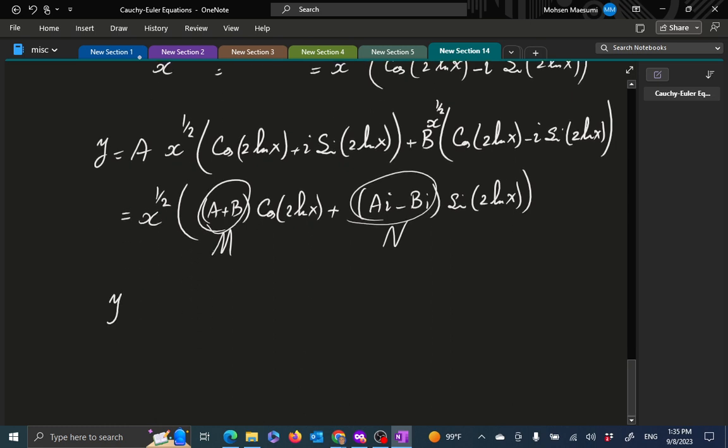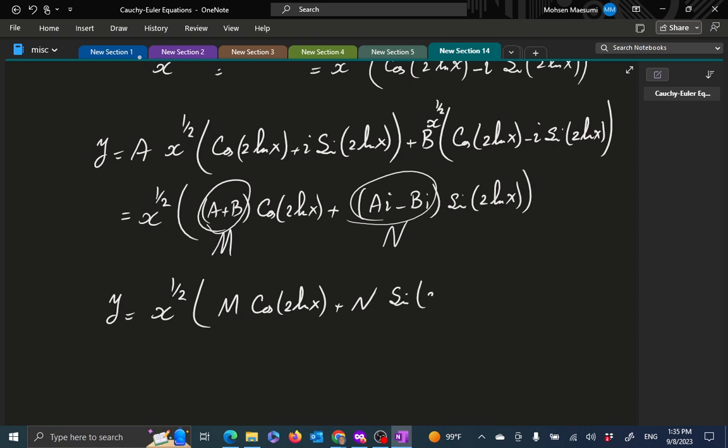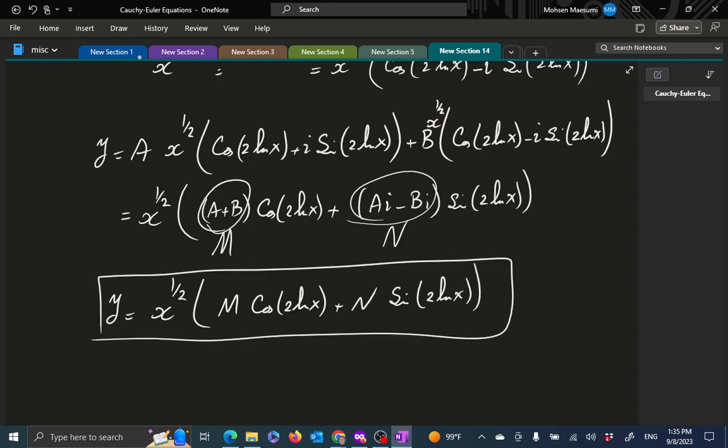So y becomes x to the power of 1/2 times some number times cosine of 2 logarithm of x, plus some other number. This could be complex if you want. It could be real. Usually they are real. Times sine of 2 logarithm of x, and then that is the solution. So what you see in cases where you have complex conjugate roots is some power of x times sine and cosine of logarithm.